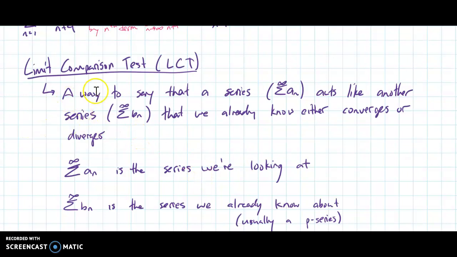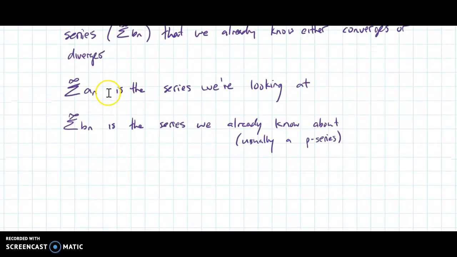Now, what the limit comparison tells us to do is calculate L, which is the limit as n goes to infinity of a sub n over b sub n.